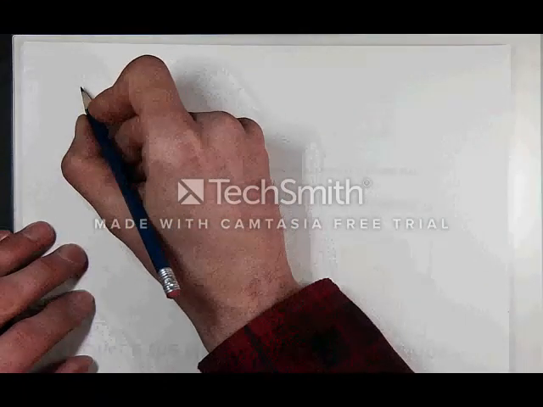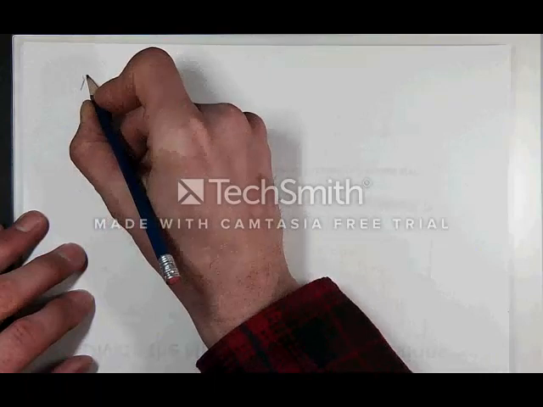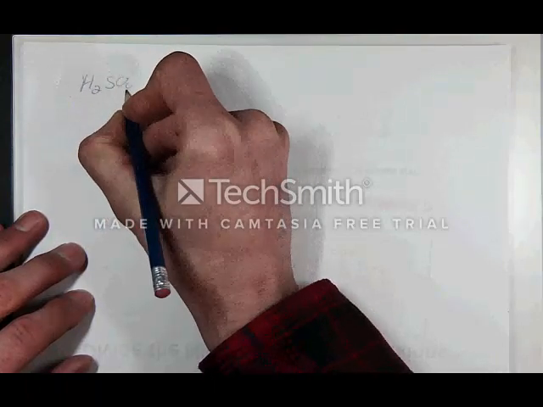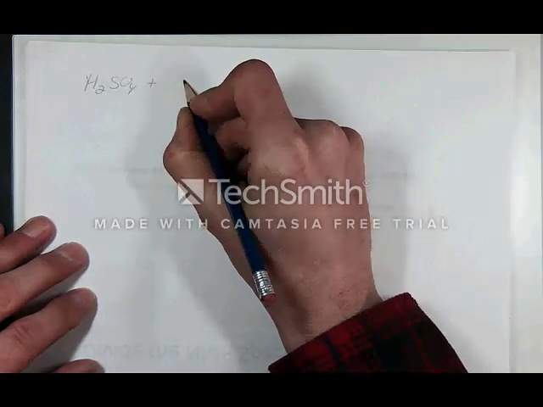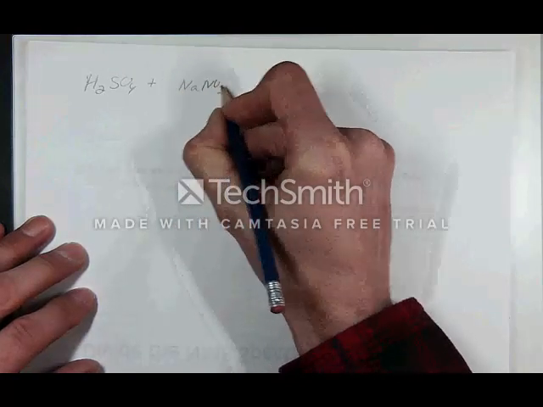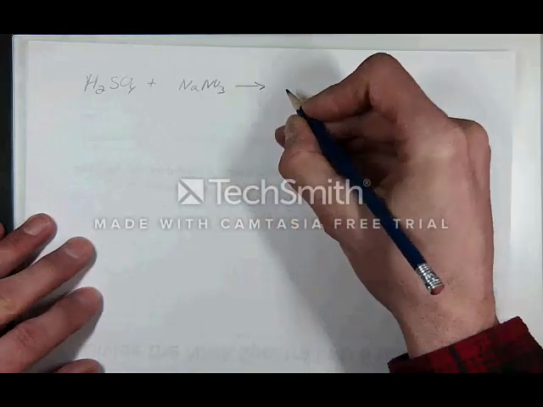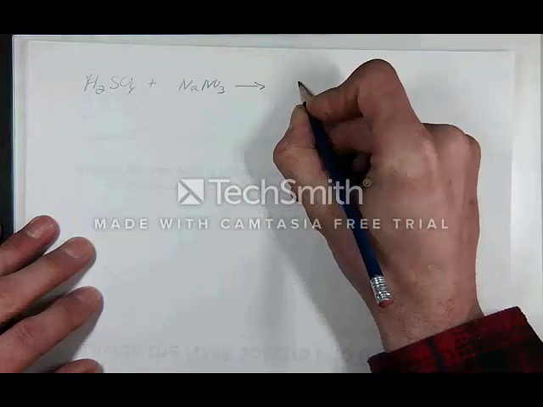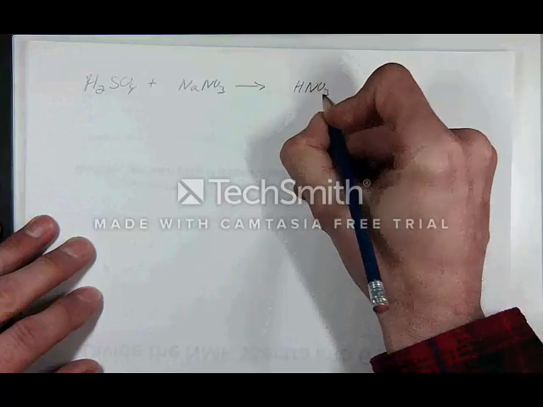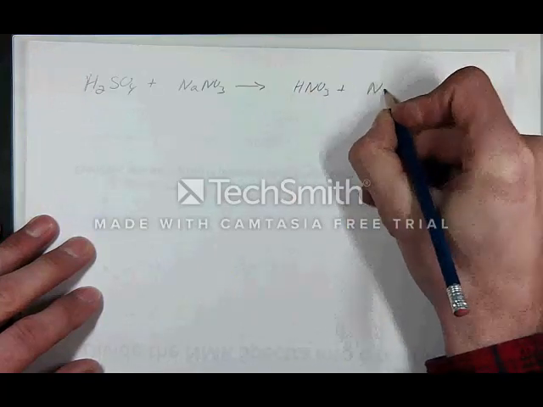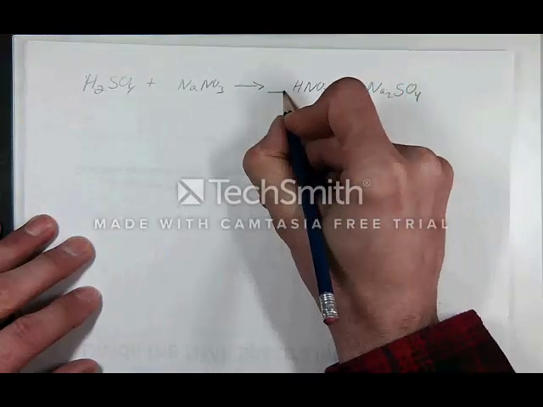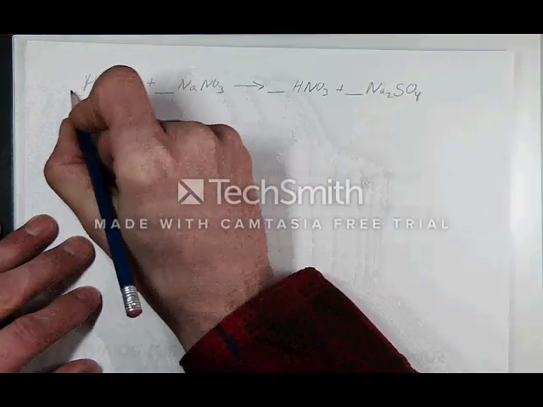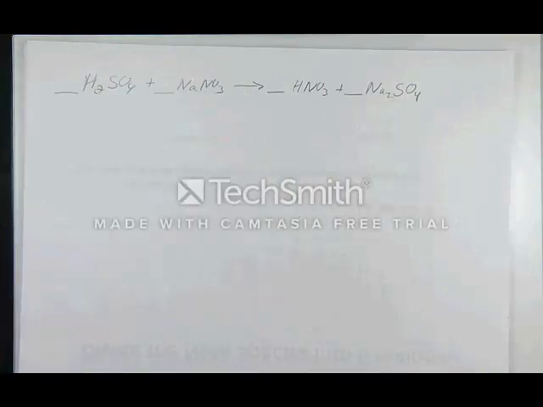Okay, so I'm going to write an equation down here. We have sulfuric acid plus sodium nitrate. They react to give us nitric acid plus sodium sulfate. I'll put lines in front of each one here and ask you to try to balance this on your own.